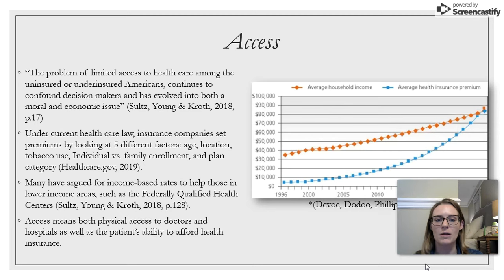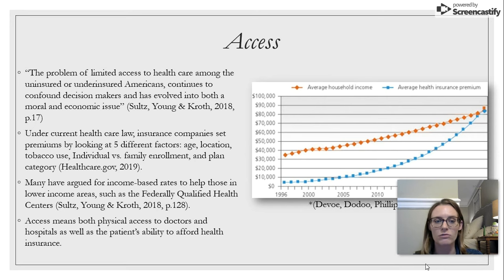Access to healthcare means both physical access to doctors and hospitals, as well as a patient's ability to afford health insurance. Since cost is one of the biggest issues, it is, again, interdependent, as we stated in the iron triangle. The problem of limited access to healthcare among uninsured and underinsured Americans continues to confound decision makers and healthcare reformers, and has become a moral and economic issue.